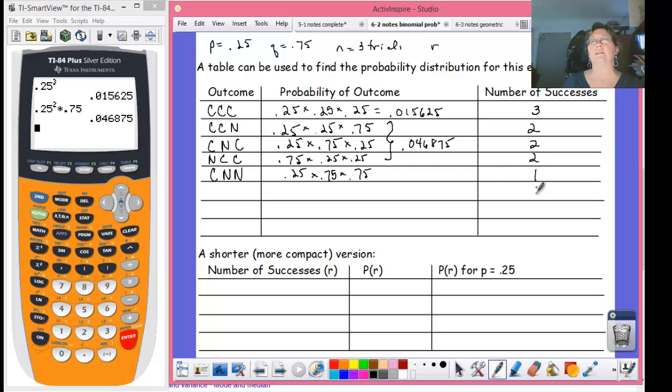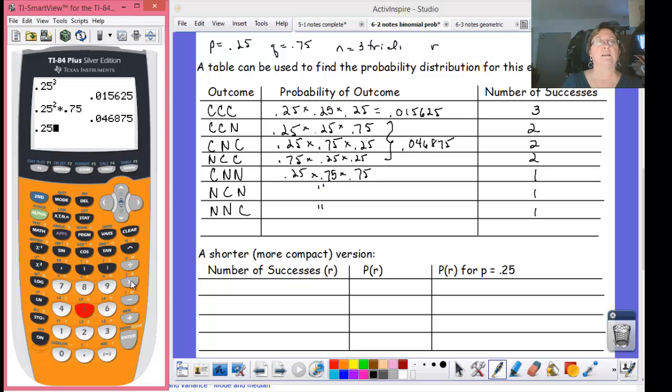That's only one correct answer, and you guessed it, there are two other ways that that could happen, of course. That correct answer could come in the middle, or it could come last. And both of those will have the same probability, 2 failures and 1 success. So let's figure what that is. 0.25 times 0.75 times 0.75.